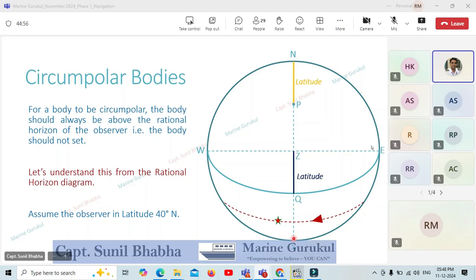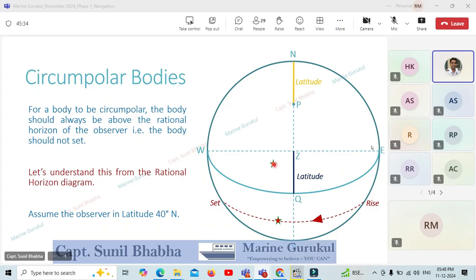Now let's assume a second celestial body with its declination of the same name as the latitude of the observer and see whether it becomes circumpolar or not. So you can see in the diagram, this is the rising point of the body. A body moves in this particular direction represented by the arrow and then eventually sets at this particular point. Now let's assume a second body here. Now this star is north of the equinoctial, and the declination of the star is of the same name as the latitude of the observer.